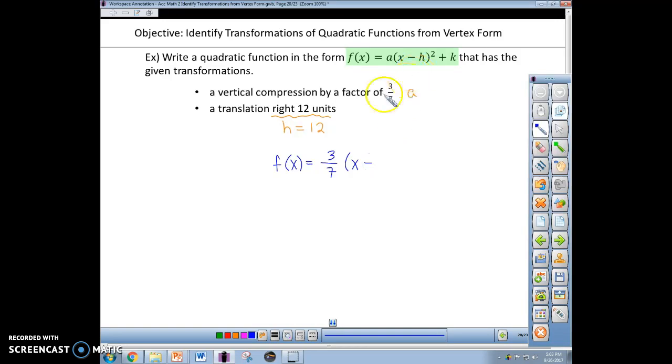So plugging that in, we have f of x equals our a parameter of 3/7, times x minus our h value of 12. Again, don't forget the quantity squared. And then there's no k value, or we could say k is 0, so we don't include it. And that doesn't need to be simplified. So this is our final function.